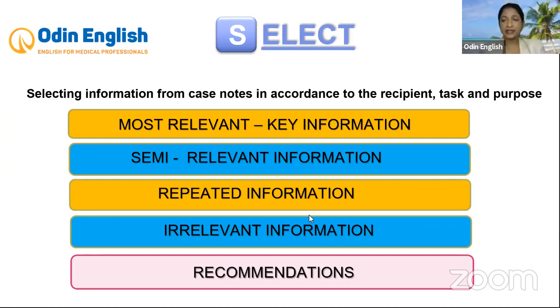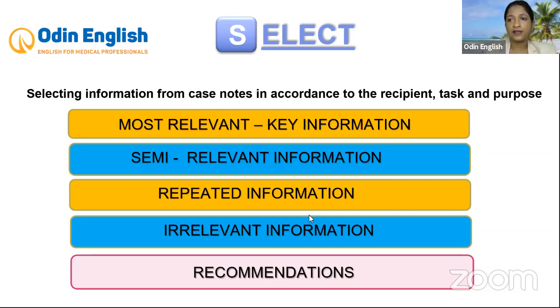So first we analyze the task. Now the second step is to start selecting the information. So your selecting the information will depend upon the reader as well as the purpose. So depending upon the reader and the recipient, we'll be categorizing the information in the case note into the following. So key information. Key information is the most relevant information. This is to be included. And you have to remember that it always depends upon the recipient as well as the purpose. So most relevant information are the key information. Then there might be semi-relevant information, which is not as important or most important, but they might have some relevance. Then there might be certain information that is repeated in the case note.